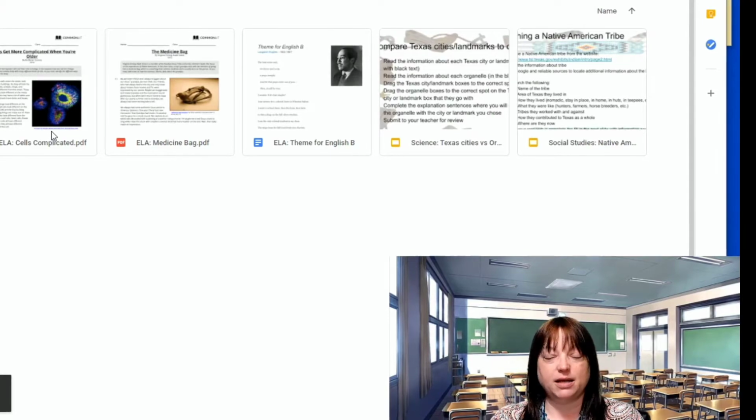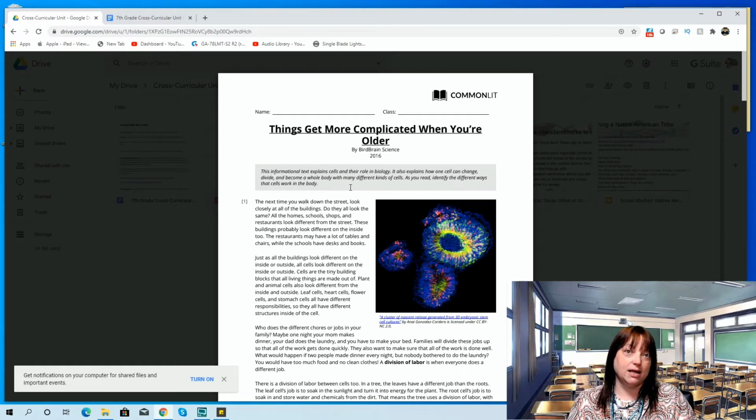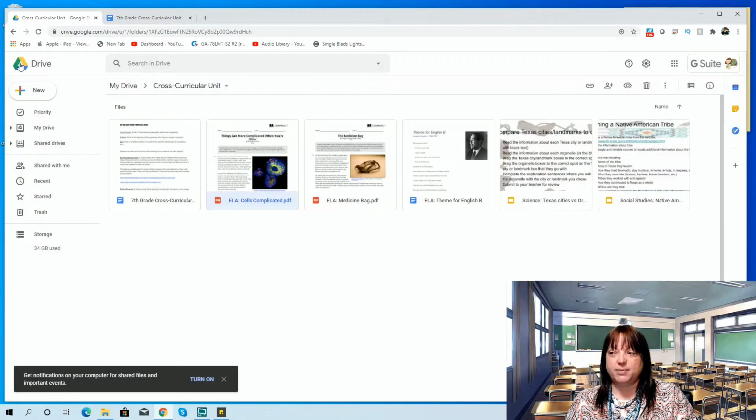I love CommonLit. CommonLit is great. So I actually found this, and it is about cells. So this is an informational text that I can have my 7th graders read in English language arts. And then I know that when they go to science, they are going to be learning about cells. So it just helps back up what the science teachers are teaching them.